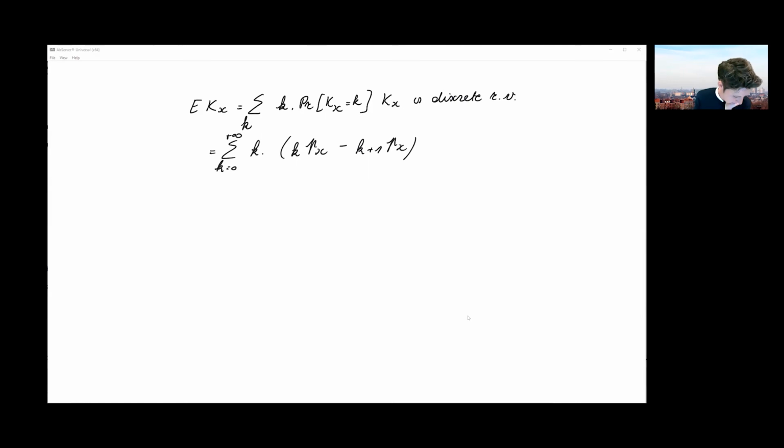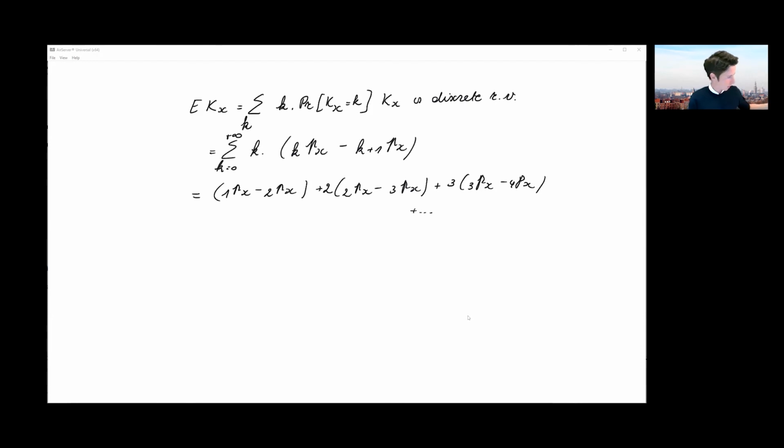So if we're going to manipulate this expression, what we then see is that if k is equal to 0, then this term drops because k is 0 and this will lead to no contribution. If k is equal to 1, then I have a contribution 1px minus 2px. If k is equal to 2, then I've got a contribution 2 times 2px minus 3px, and so on and so forth, right?